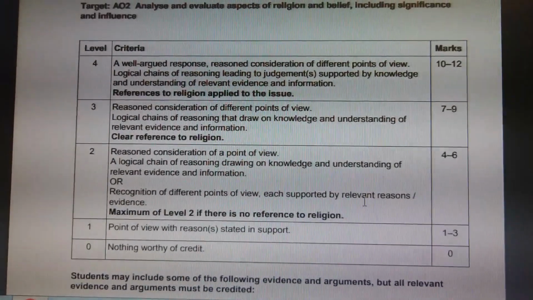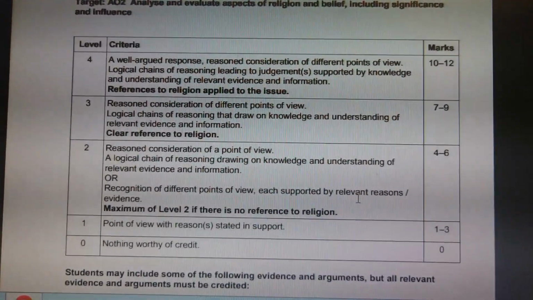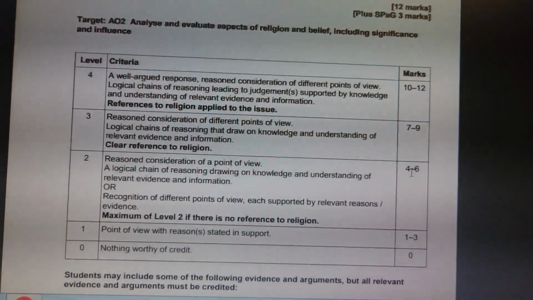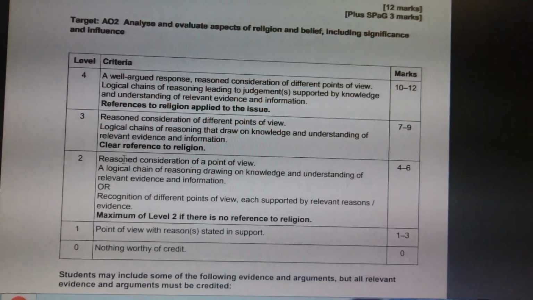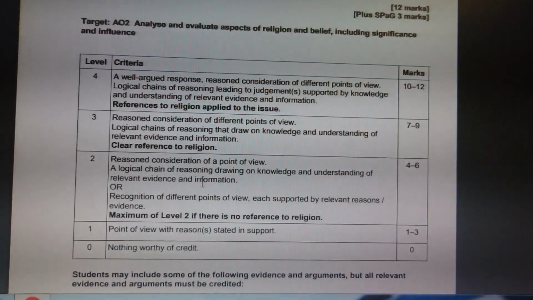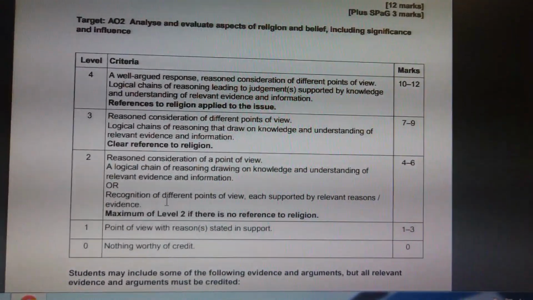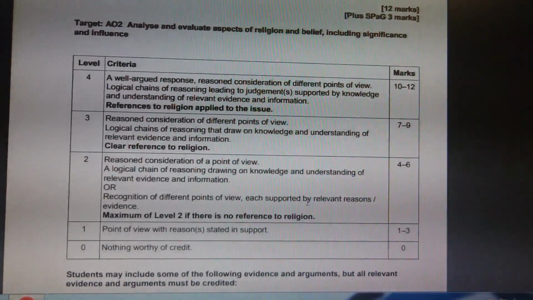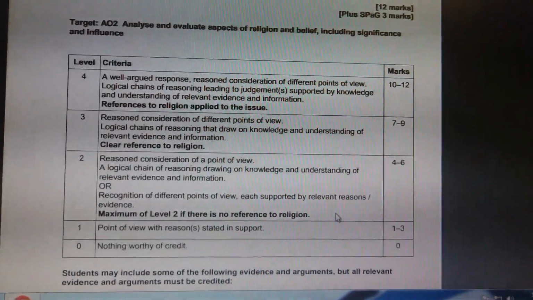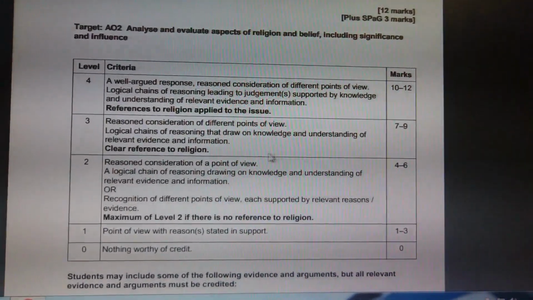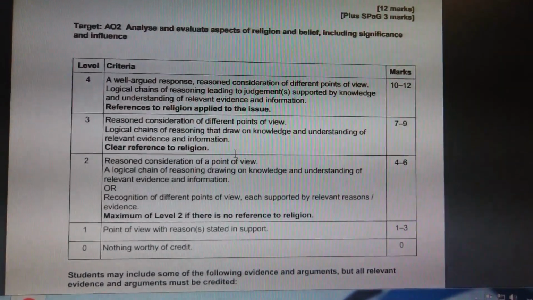So if we go back to this table, which you're probably all familiar with, or I hope you are, you will see here that in the 4 to 6 mark section, there is a reasoned consideration of a point of view, a logical chain of reasoning drawing on knowledge and understanding of relevant evidence, or recognition of different points of view, each supported by relevant reasons and evidence. So I would suggest the one we just looked at is somewhere between a 6 and a 7, because there is a clear reference to religion and religious teaching in there.